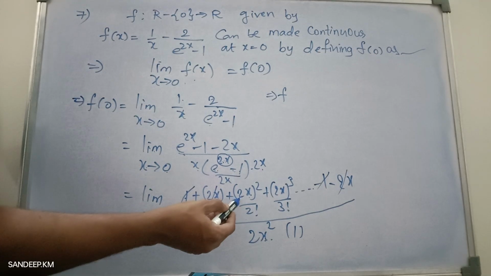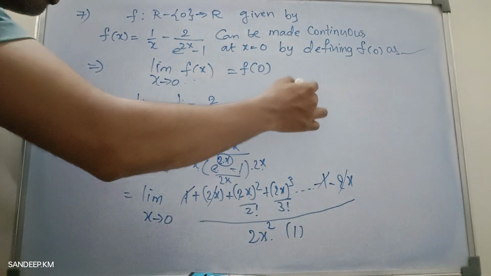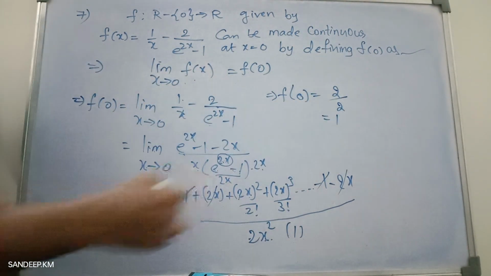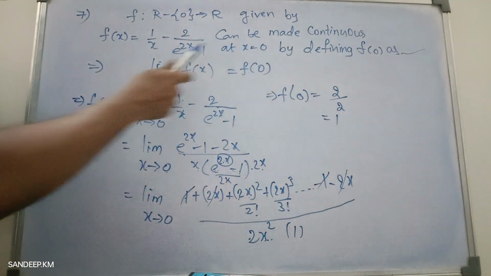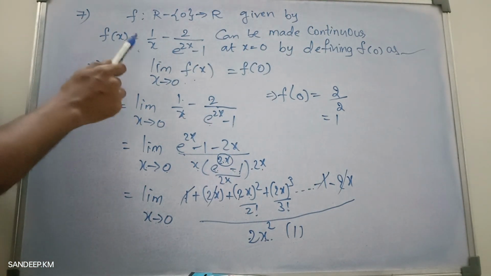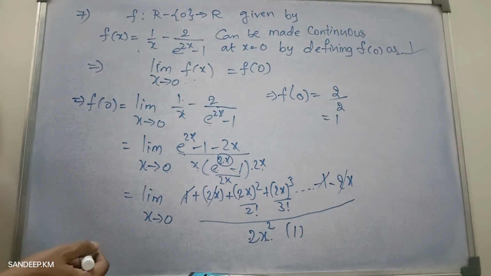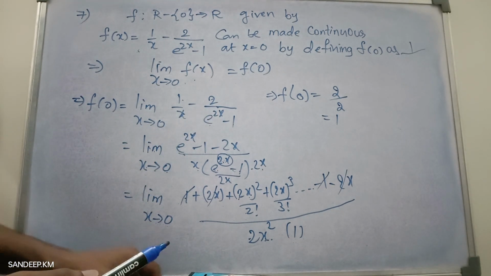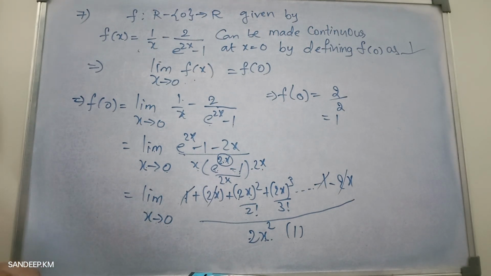The x square coefficient in the numerator is 4 by 2, which means 2, divided by the x square coefficient in the denominator, which is 2, so the answer is 2 by 2, which is equal to 1. So therefore, dear students, we can make this function continuous by defining f of 0 as 1. That is the answer. If you want to know why, please check out the videos on limits using expansions and exponential limits. Okay, let us go to the next question.